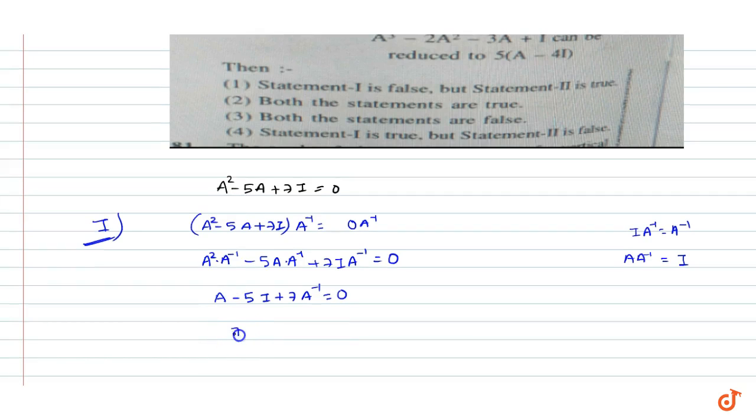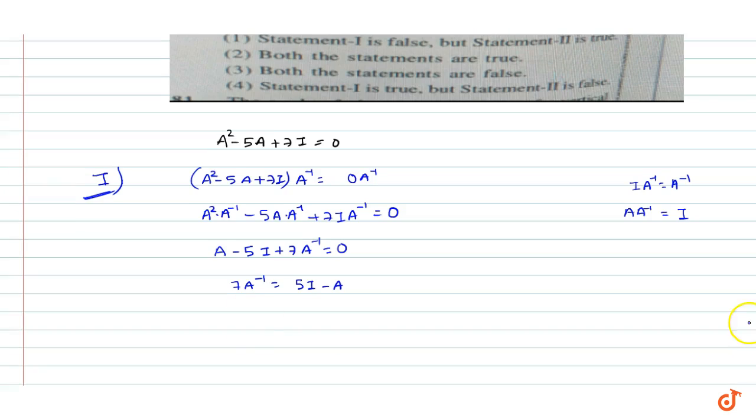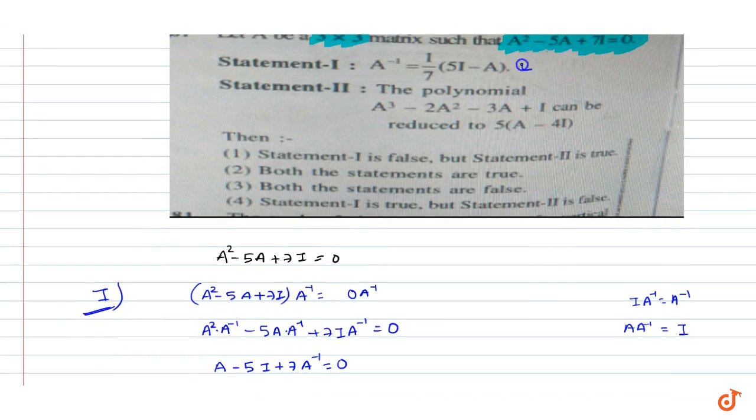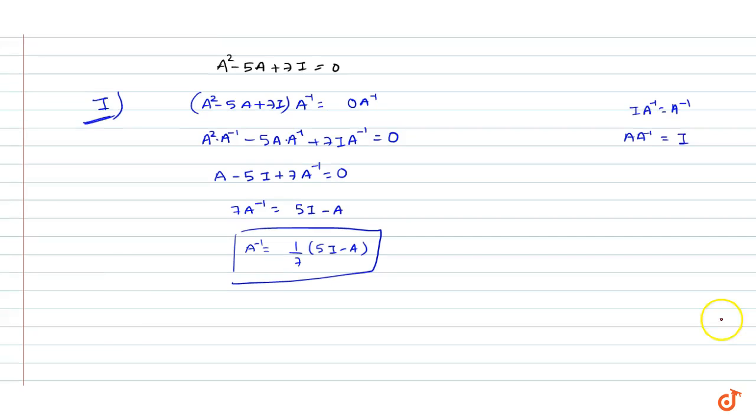तो यहाँ से आएगा कि 7A⁻¹ = 5I − A. तो A⁻¹ जो होगा वो हो जाएगा (1/7)(5I − A). तो हमारा A⁻¹ आ गया. इसका मतलब हमारा स्टेटमेंट 1 जो है वो तो करेक्ट है. अब हम स्टेटमेंट 2 चेक करते हैं, ठीक है.